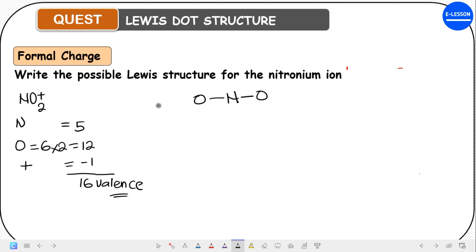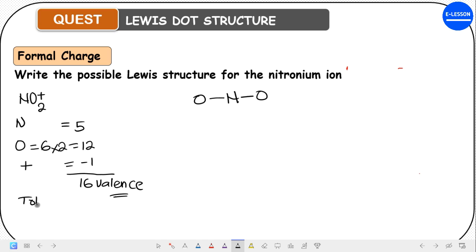All right. Now, having known this, the next step we follow in writing Lewis dot structures is, now recall that to every bond you have like this, there are 2 electrons. So these 2 bonds here, it means there are 2 times 2 electrons, which is 4 electrons.